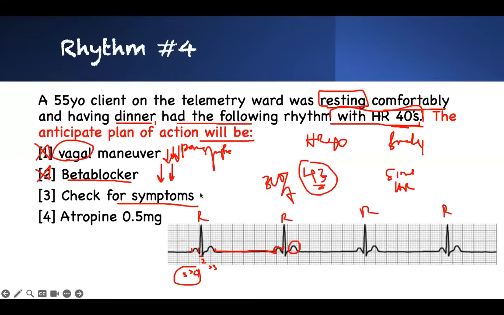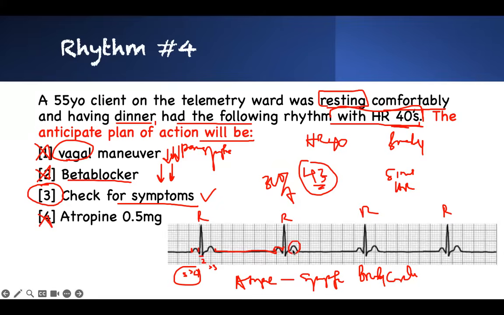I will check whether they have symptoms, because atropine is used for symptomatic bradycardia. Therefore, my priority is to check whether they have symptoms. They're eating dinner. The heart rate is 40. I know it's worrisome, but are you going to do something to a patient who is sitting there resting comfortably, eating dinner, enjoying themselves? It may be an athlete, and therefore there's nothing for you to do. So don't give them atropine. I know the heart rate is very low, but don't give them atropine. Atropine will increase the heart rate.